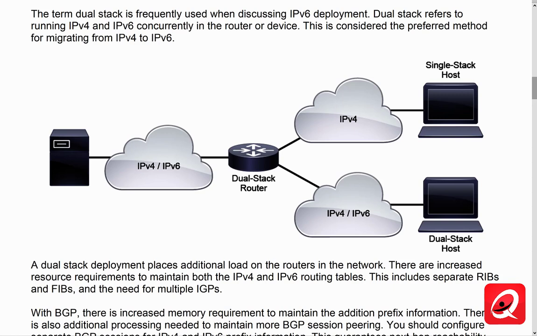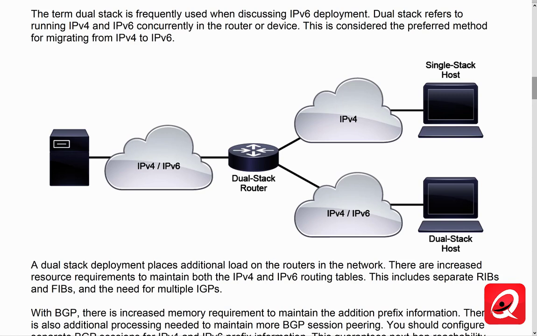A dual stack deployment does place additional loads on a router because you are running essentially two separate protocol stacks on that router. So we're going to have different routing information bases. We're going to have different forwarding information bases for each of those protocol stacks. That's not really a big concern here. That's not what we're trying to achieve in this case.